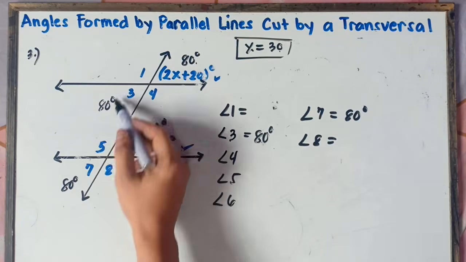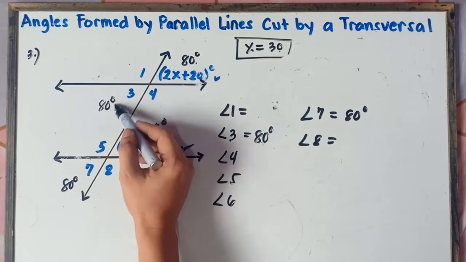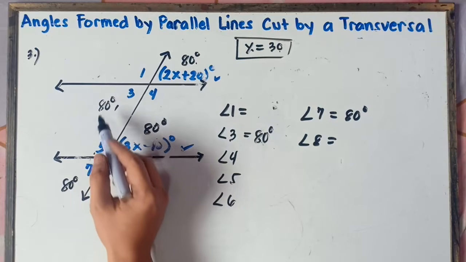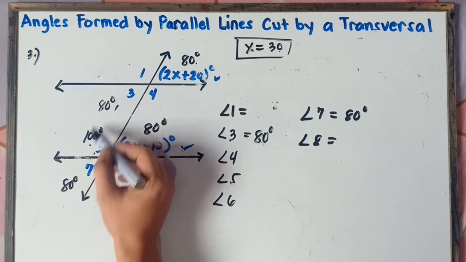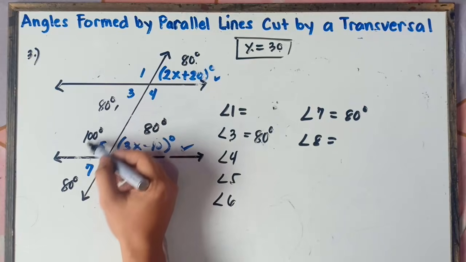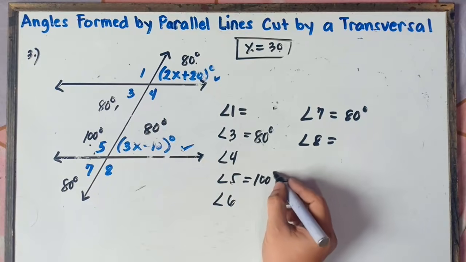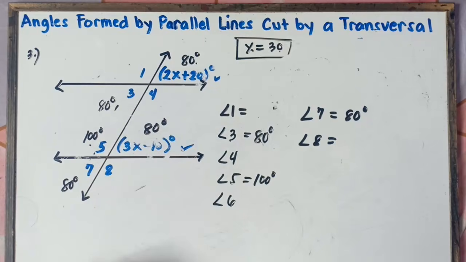And then same side interior angles, class, the sum should be equal to 180. Once again, the same side interior angles, the sum should be equal to 180. So therefore, if this is 80 degrees, this will be 100 degrees because 80 plus 100 will be equal to 180. So therefore, angle 5 will be equal to 100 degrees. Okay, angle 5 will be equal to 100 degrees.